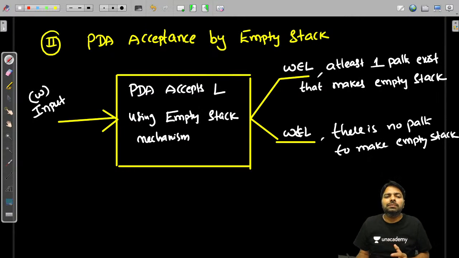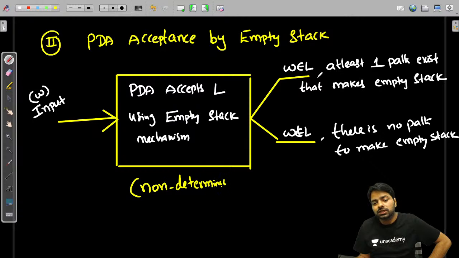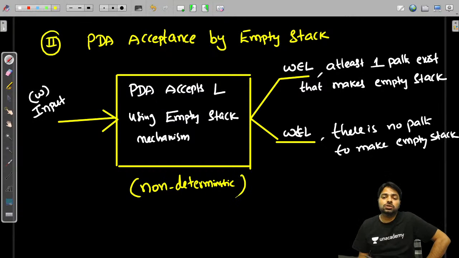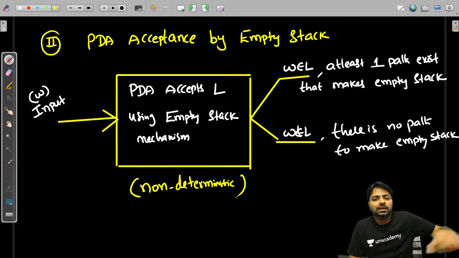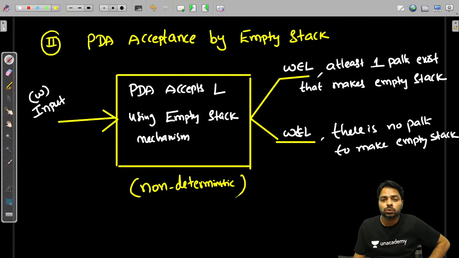Right? Because it's a non-deterministic machine. Which path makes the stack empty? Then you must understand, nobody will tell you which path it is. You have to find out. Non-deterministic machines are very difficult to understand, but maybe they are easy to design. Is this point clear so far? Come on guys. PDA acceptance by empty stack. Next one. Sorry, again. Third one.